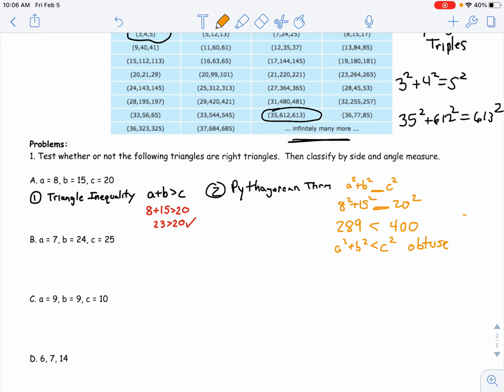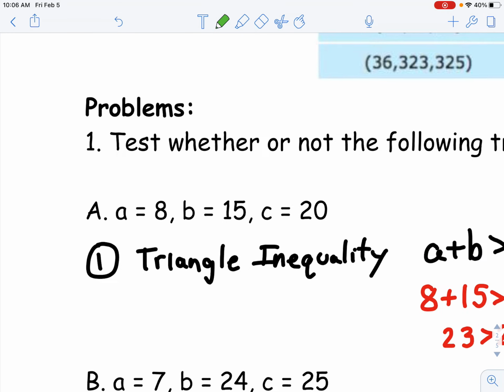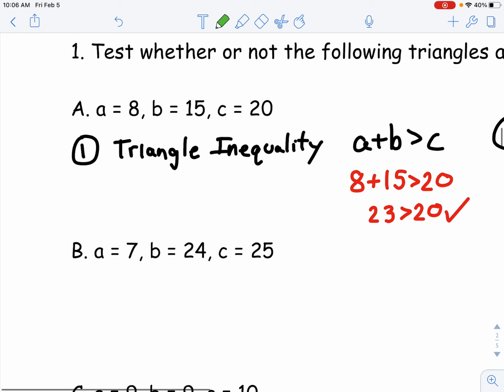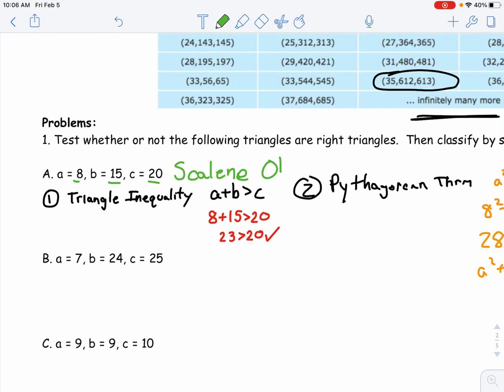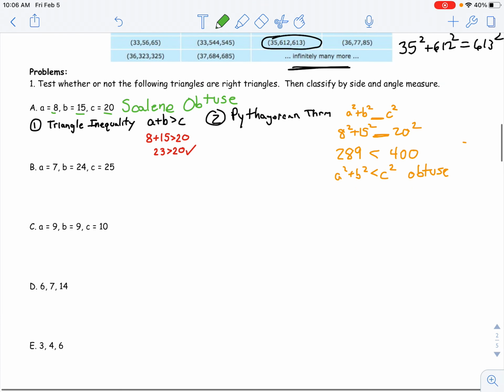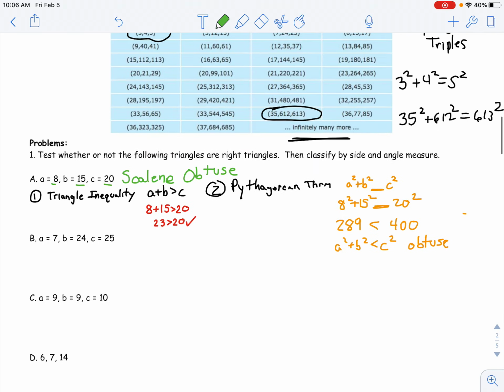All right. Now what's very powerful, what's really cool, is we can classify this whole thing. I'll write it over here. None of the sides are the same. So it's scalene. Scalene obtuse. Pretty cool. All right. So that's how we do it. Now we're just going to do the same thing over and over again. We got a bunch of examples.